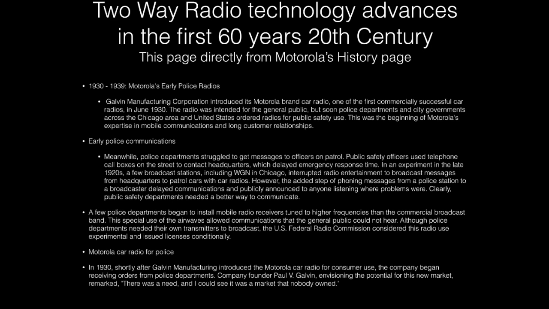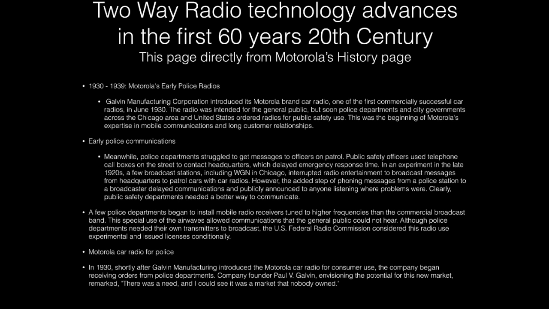As we talked about earlier in a lecture, Gavin became a company that created the first radio for a car, and they were very successful back in the 1930s. It was intended for the general public, but interestingly, the police department and city governments, particularly in the Chicago area, where Gavin and Motorola happen to be based, began ordering radios for their police cars. So this was the beginning of the relationship with public safety.